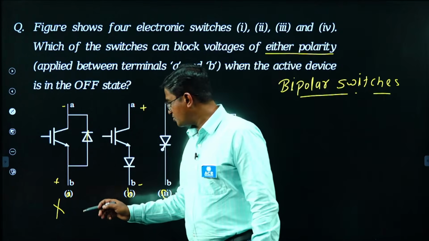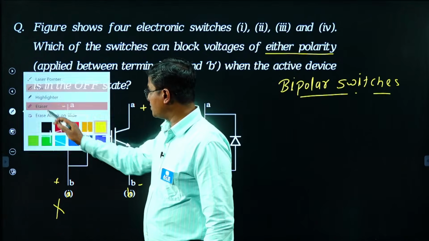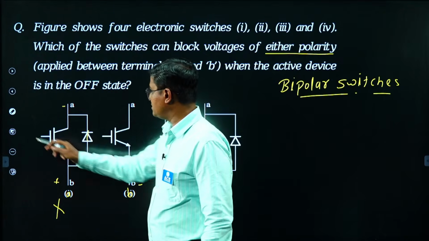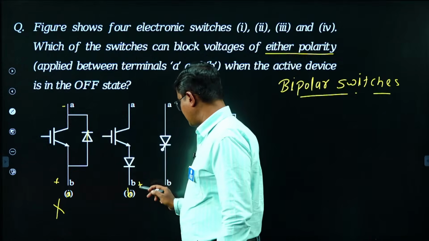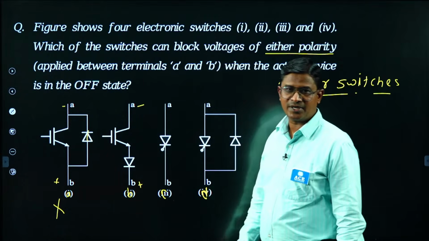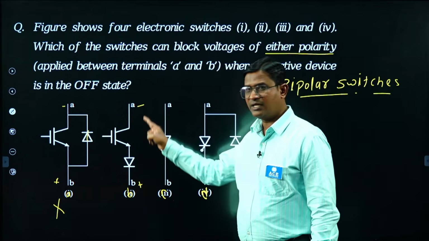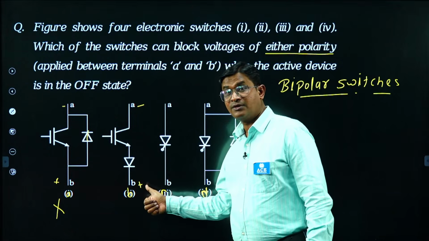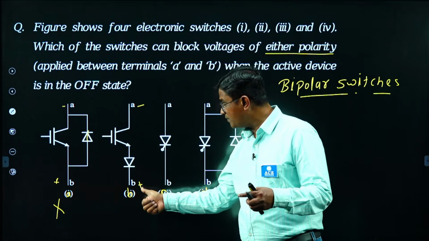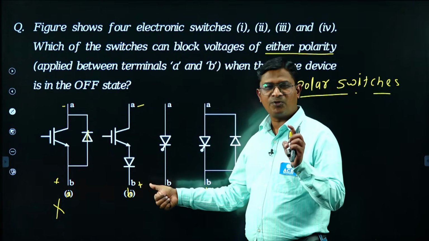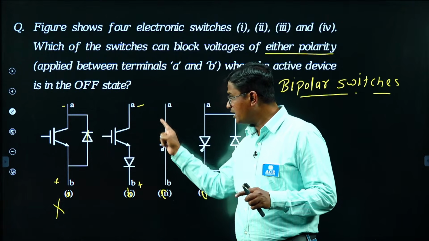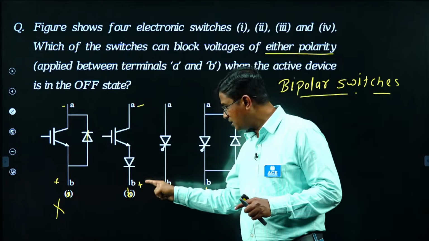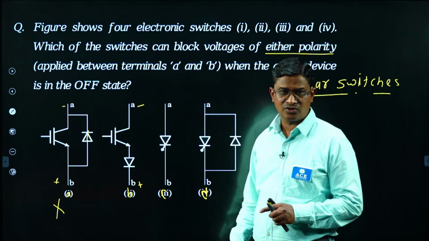Similarly, let me check the reverse voltage. Here it is plus and here it is minus. What will happen? If I apply reverse voltage, it means I am connecting the supply between terminals A and B, with the positive connected to terminal B and the negative connected to terminal A.